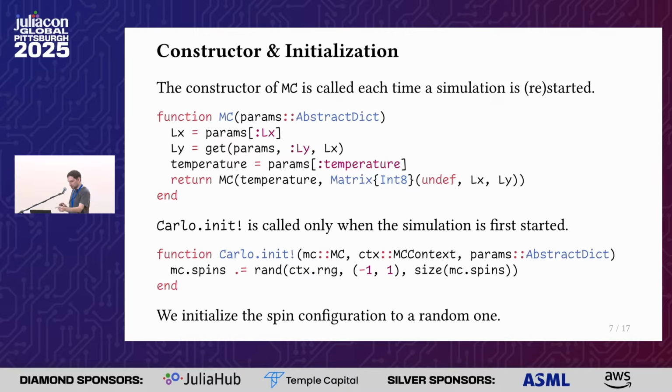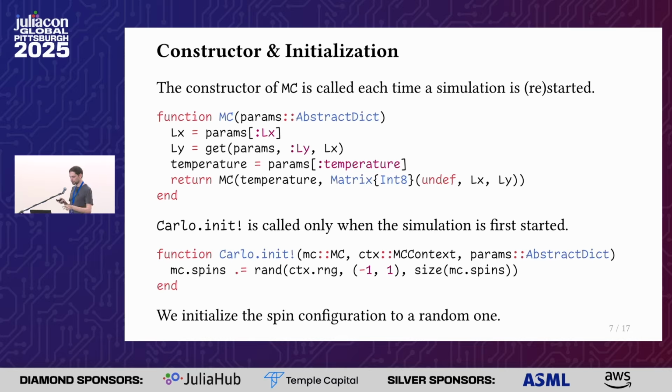The parameters, that's this dictionary we get passed as an argument, contains input parameters that come in from an input file that we will see later. So here we get the system size and the temperature, and then we allocate a matrix. Then the second function, this Carlo.init, is the one that's really only called when the simulation is started, and there's where we set our spins to some random numbers.